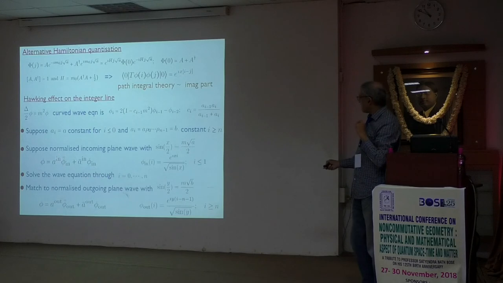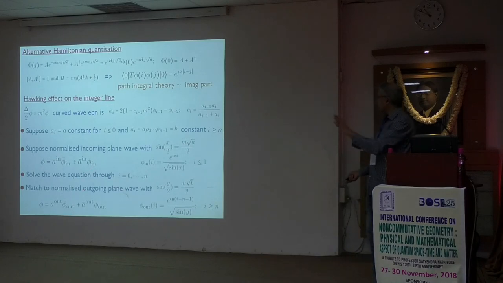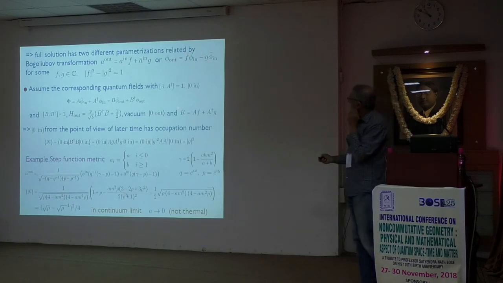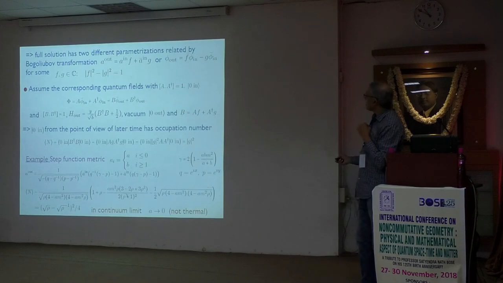And we can write the plane wave either in terms of the phi in solutions or the phi out solutions, depending on the choice of parameters. These are the alpha in and alpha out. All the solutions of the wave equation are of this form, with a parameter alpha in or a parameter alpha out, depending on your choice. Of course, the two are related by a Bogoliubov transformation. So phi out is a combination of phi in and phi in bar, or if you like, the A's are like this.